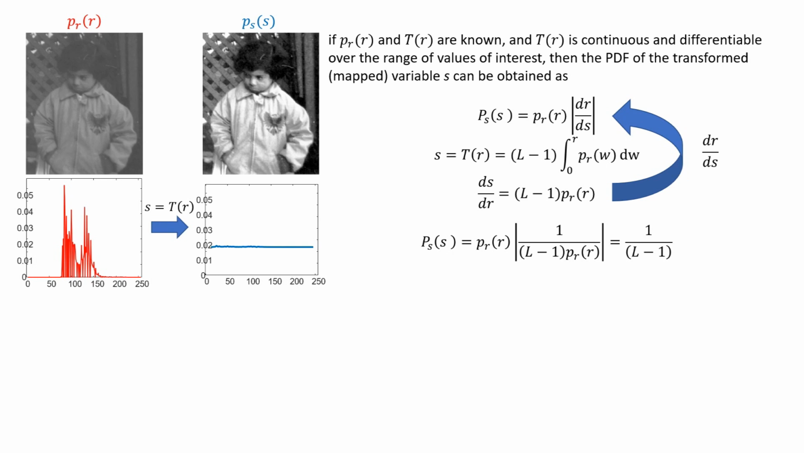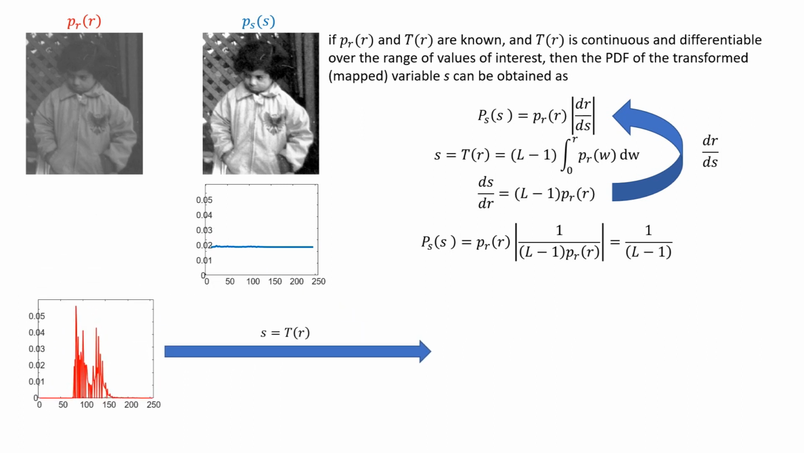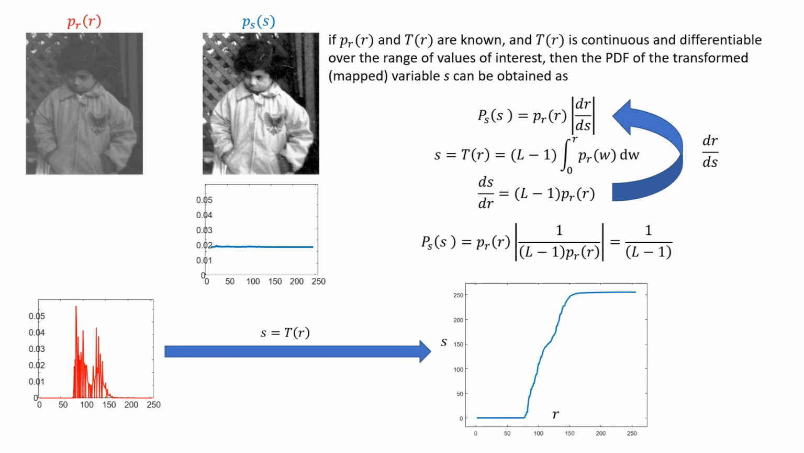Note how the PDF of S is uniform, with probabilities equal to 1 over L minus 1. The solution, S equal to T of R, then becomes a lookup table where, for an input value R of the original pixel, the intensity gets transformed to S to obtain the uniform distribution.